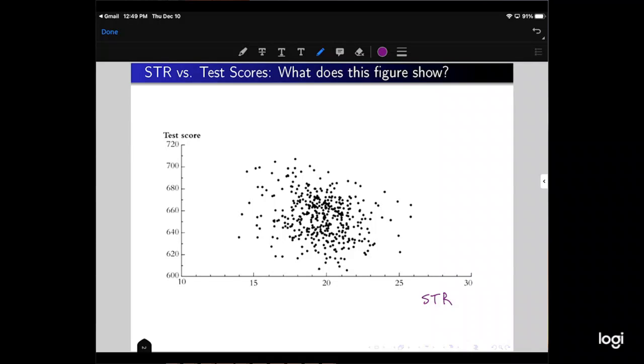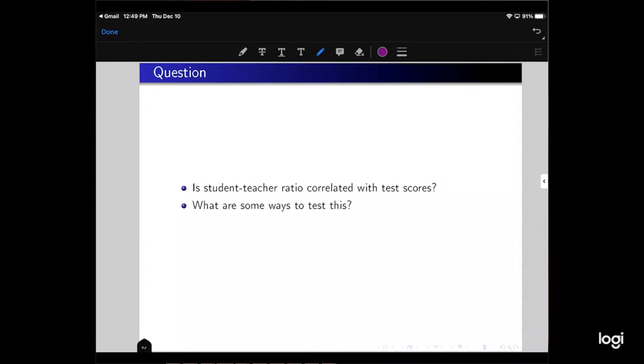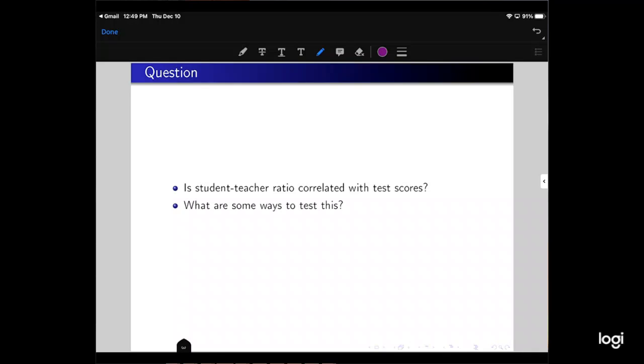Maybe you could imagine drawing a line that has a negative slope through here, but really this is kind of a mess. It's hard to see anything from this. So do we have any tools that can help us so far? So the question is, is student-teacher ratio correlated with test scores, and what are some ways to test this?